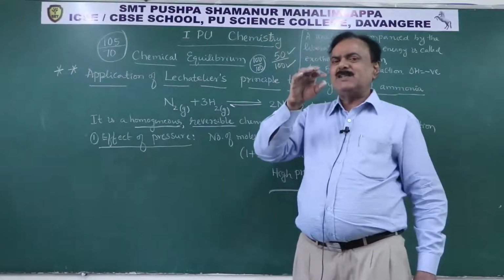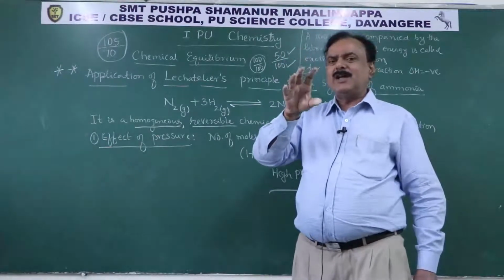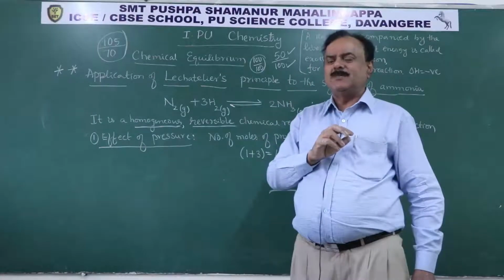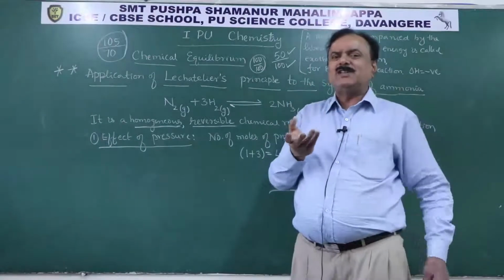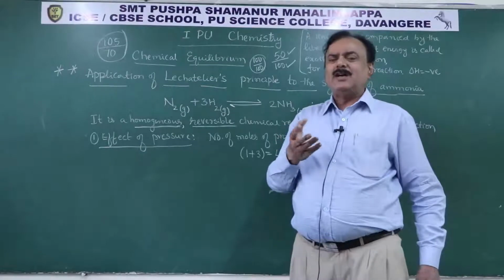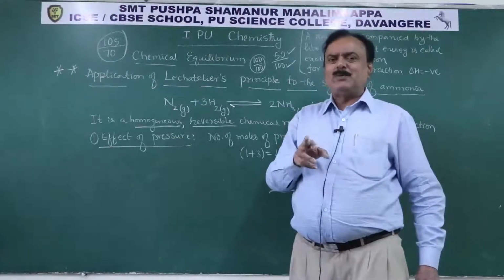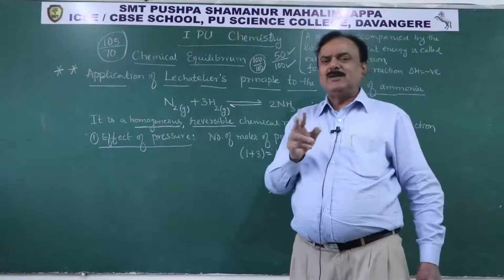Whenever the pressure is less, what happens? Nitrogen and hydrogen won't come in contact with each other. Therefore, there is no possibility of collision and effective collision. There is no proper orientation of the molecules, and hence the yield will be very less.